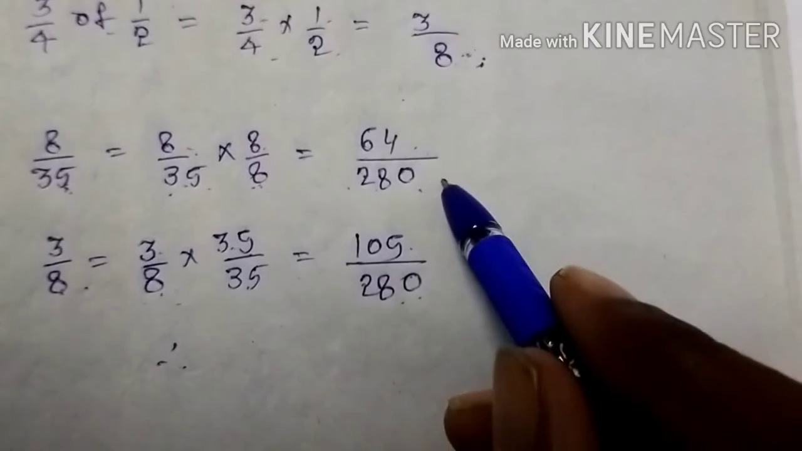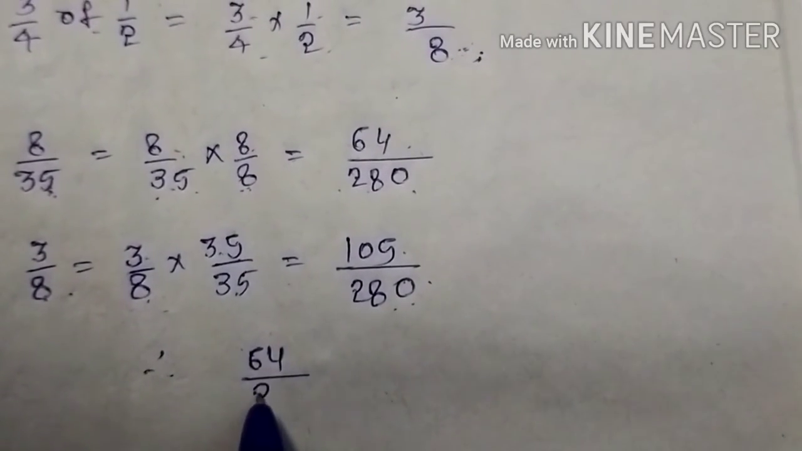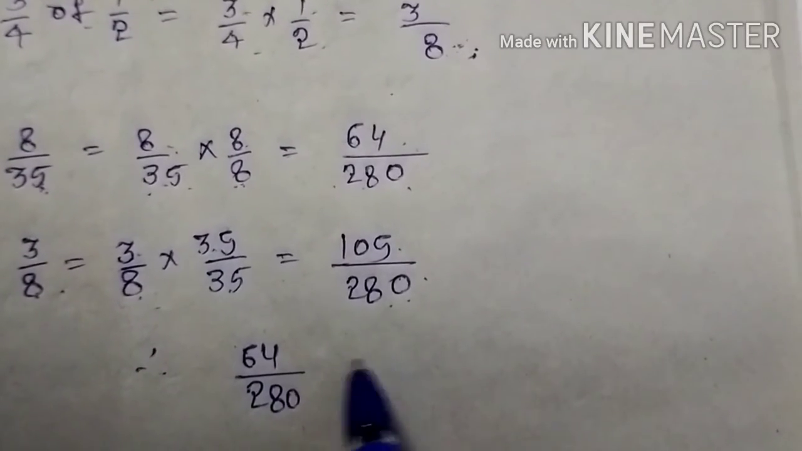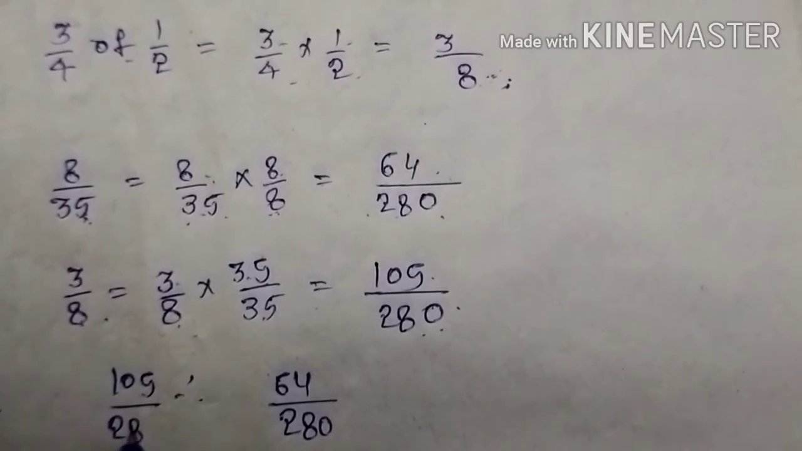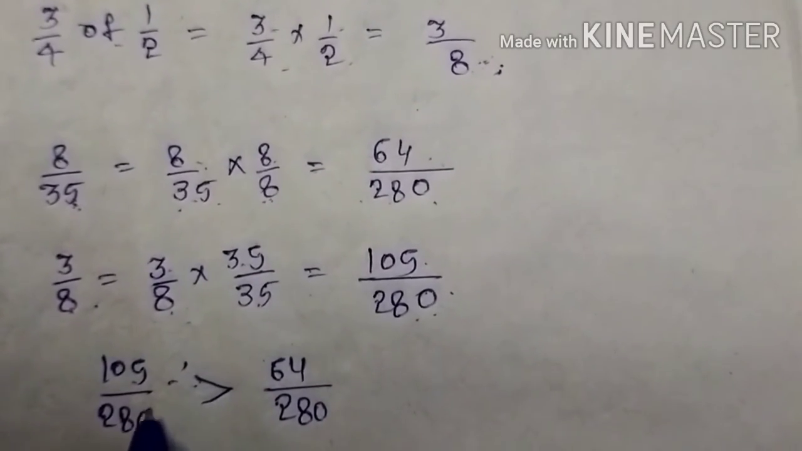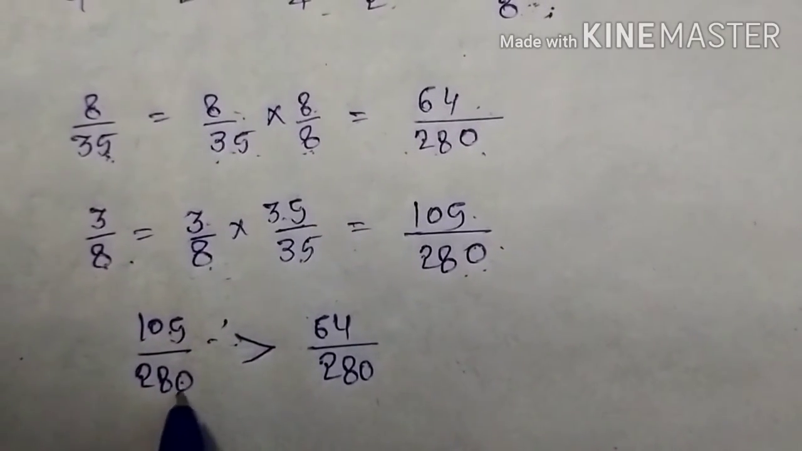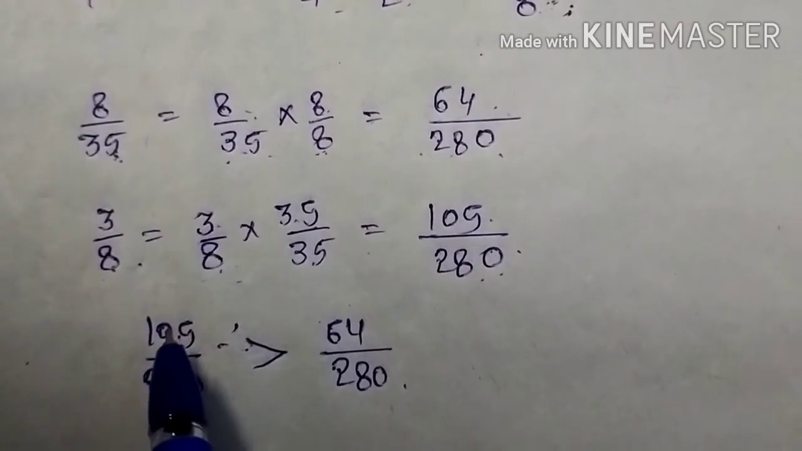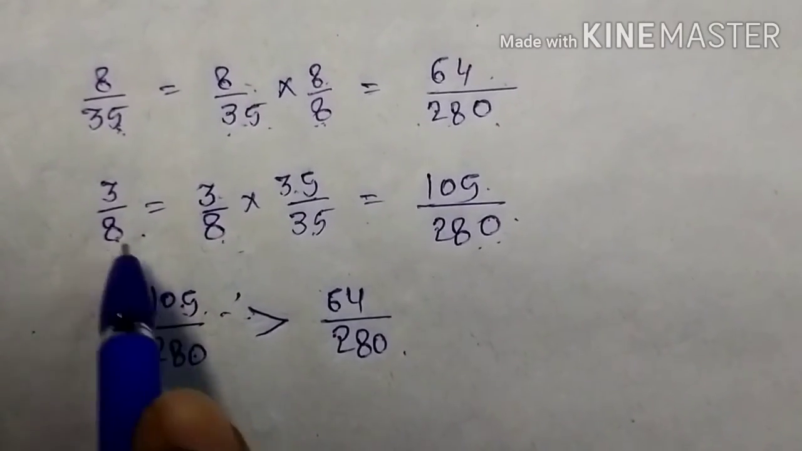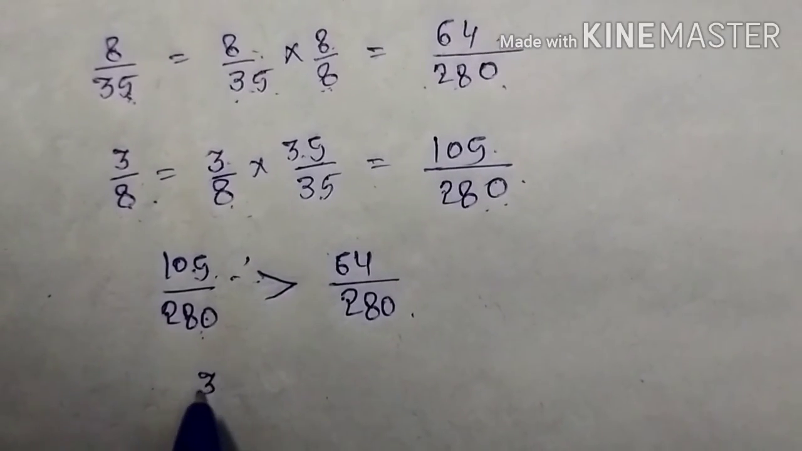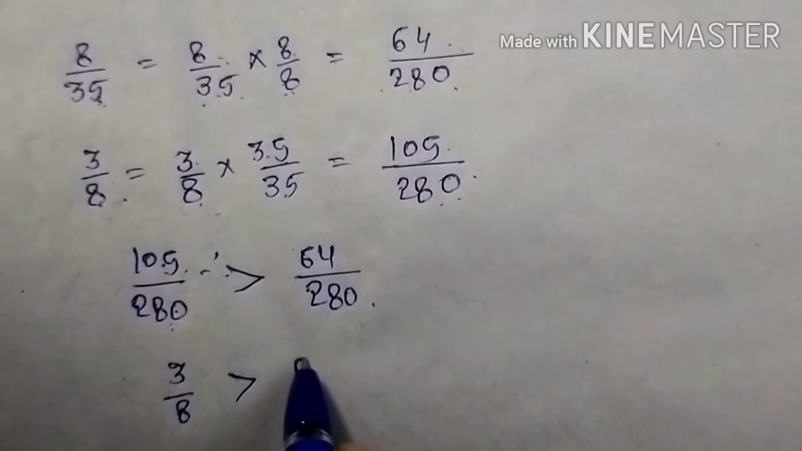Which is the biggest one? These two are like fractions or not? So you can write here 64 by 280, 105 by 280. See here, I am writing this one is the biggest one. Yes or no? 105 is the biggest one. Why? Because these two are like fractions, we can say directly by seeing the numerators of the fractions. 105 by 280 means it is 3 by 8 or not? Yes, you can write here 3 by 8 is greater than 8 by 35. Yes or no?